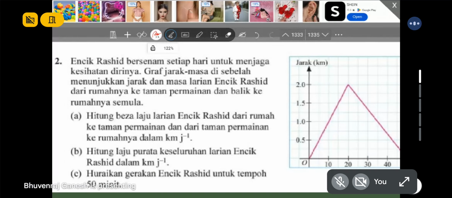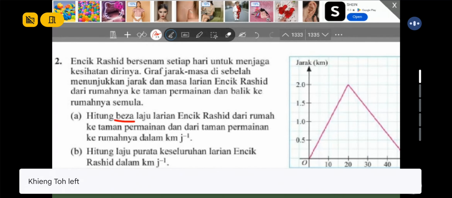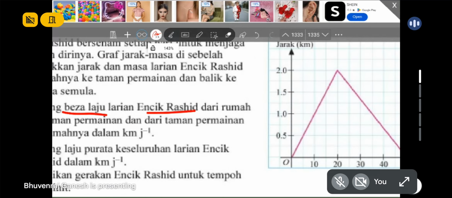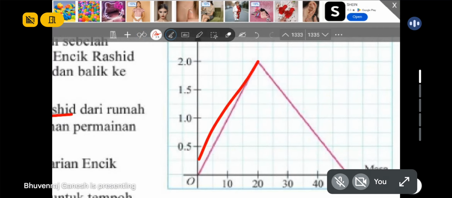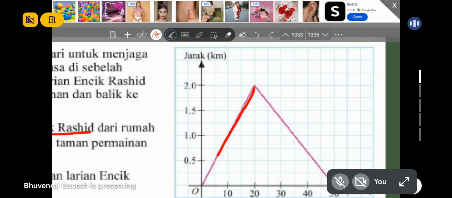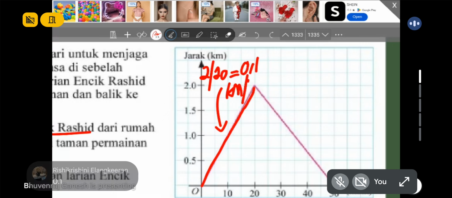Question 2 asks you, what is the difference in the speed? The difference of these 2 speeds, guys. So you need to count separately. First one, guys, can you count for this one? Cuba kira apa laju dia. So you just take direct 2 over 20. So you will get the answer is 0.1 kilometer per minute.